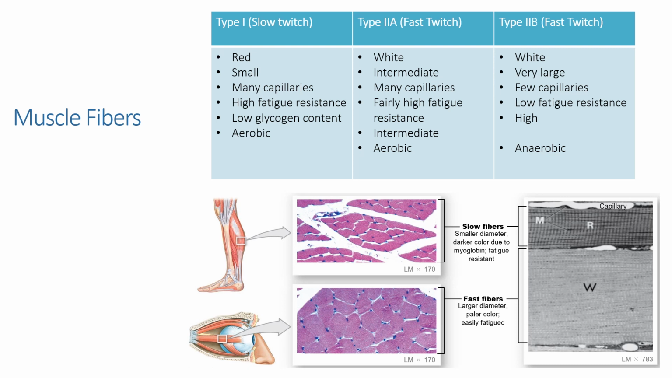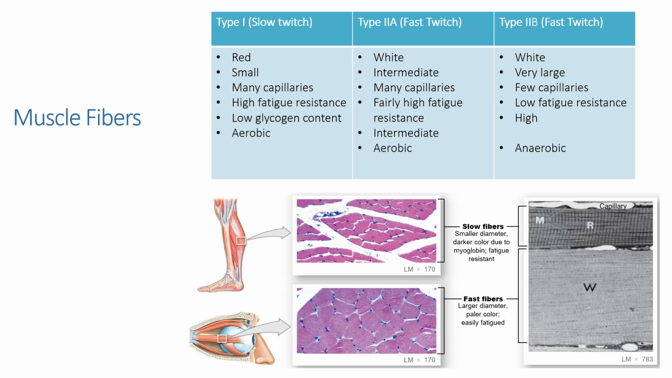Distribution and characteristics. Muscle fiber distribution: each muscle contains a combination of type 1 and type 2 fibers in varying proportions. Fiber distribution is largely determined by genetics, with the average ratio of type 1 to type 2 fibers being around 50-50.